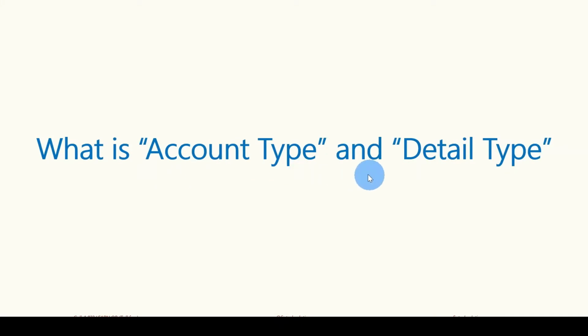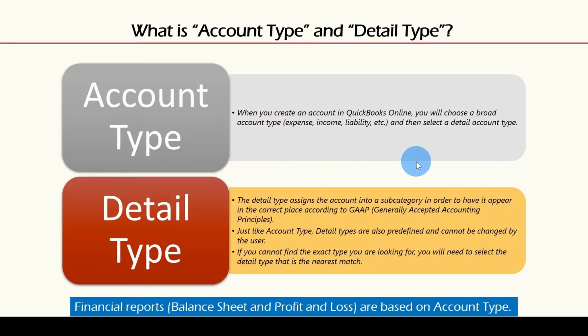Alright, so what is account type and detail type? Well, when you create an account in QuickBooks Online, you will choose a broad account type. It could be an expense, it could be income, it could be liability, etc. And then you select a detail account type. The detail account type assigns the account into a subcategory in order to have it appear in the correct place according to GAAP, which is also called generally accepted accounting principles.